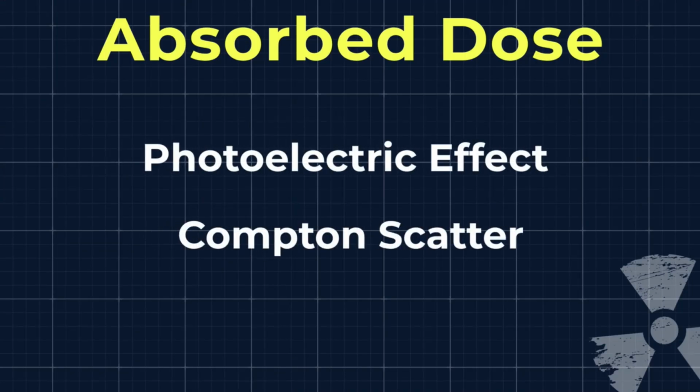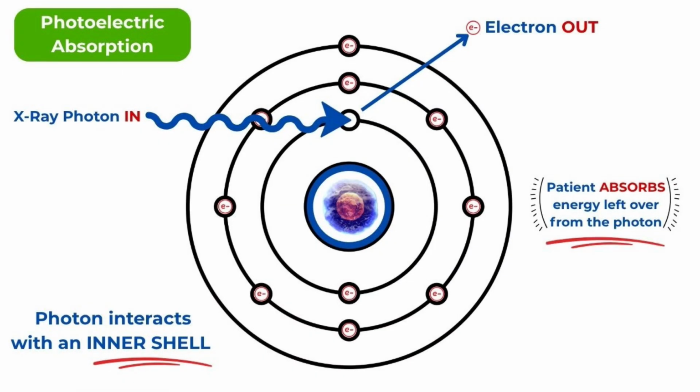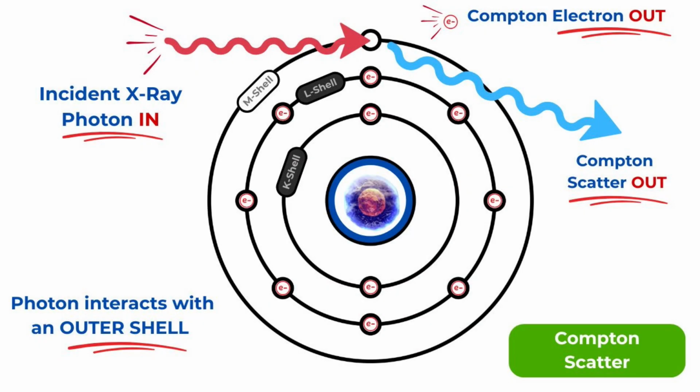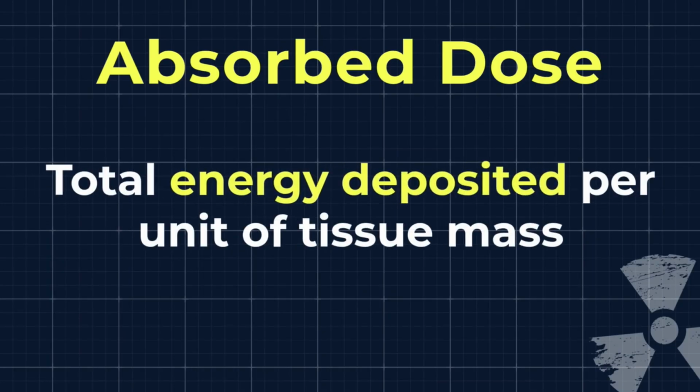And if you remember from the Principles of Radiation Physics series, as an X-ray photon enters the patient, it may transfer its energy through interactions such as the photoelectric effect or Compton scatter. During the photoelectric effect, the photon transfers all of its energy and is completely absorbed, whereas with Compton scatter, the photon transfers part of its energy to an electron which can deposit some of it within the patient. The total energy deposited per unit of tissue mass is the absorbed dose.